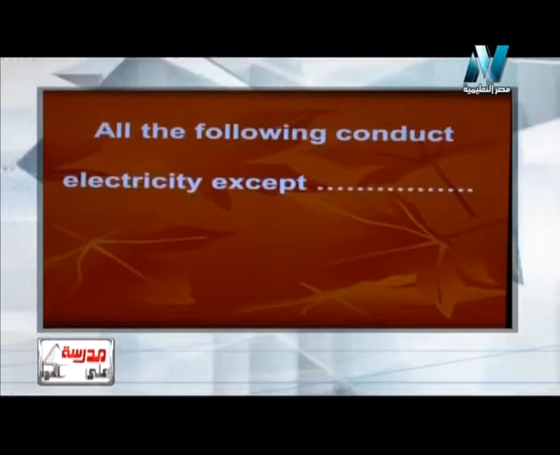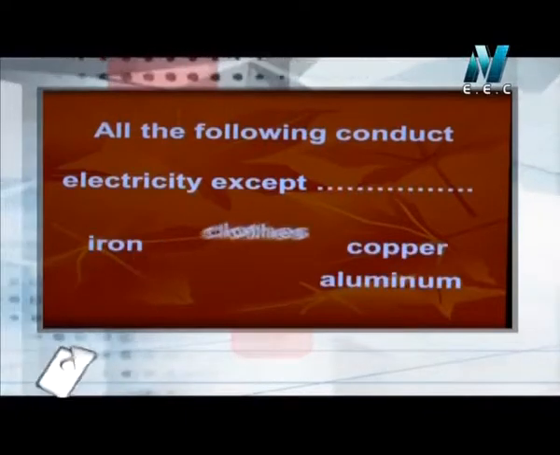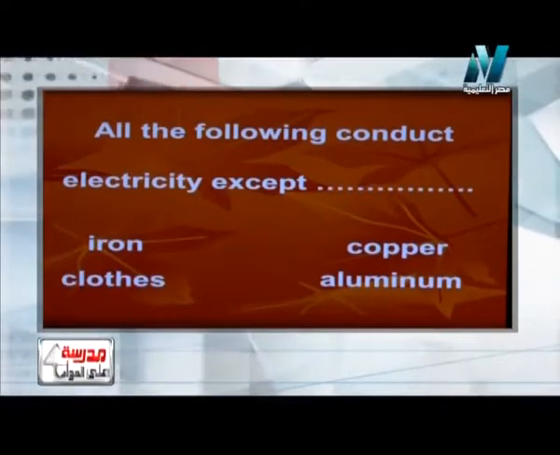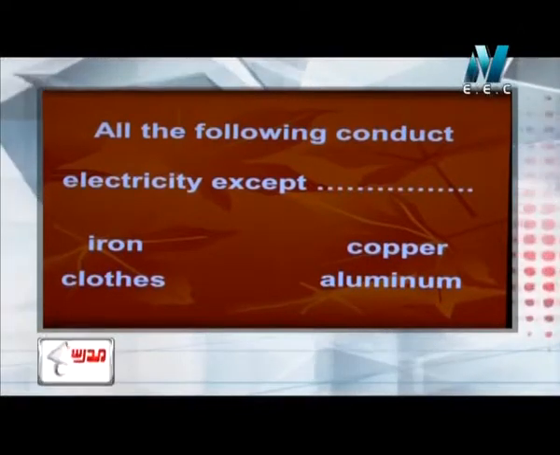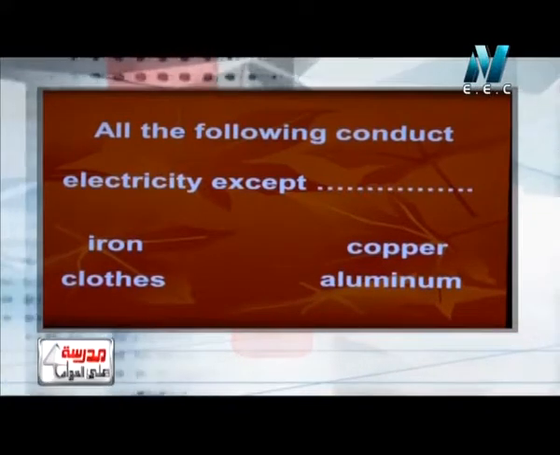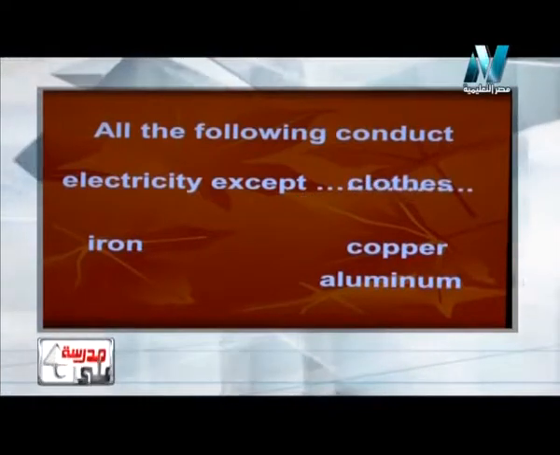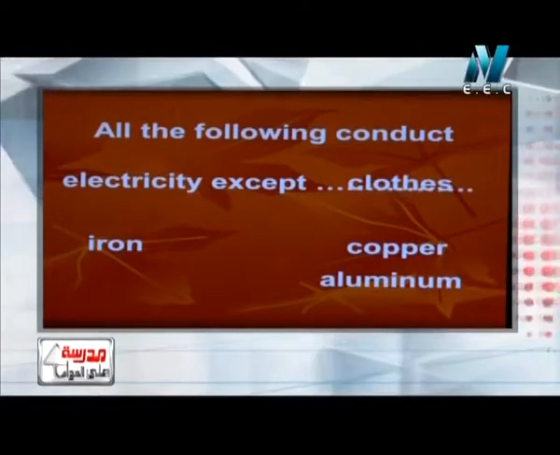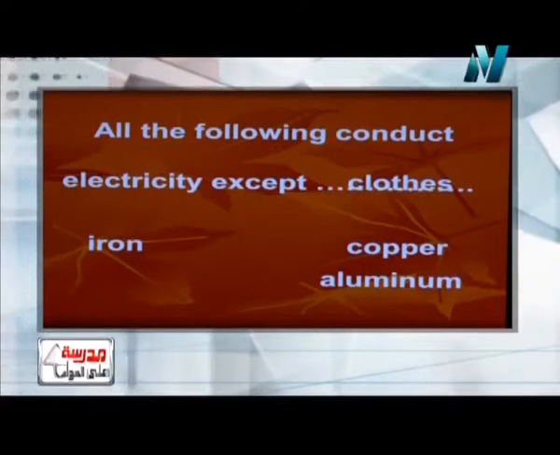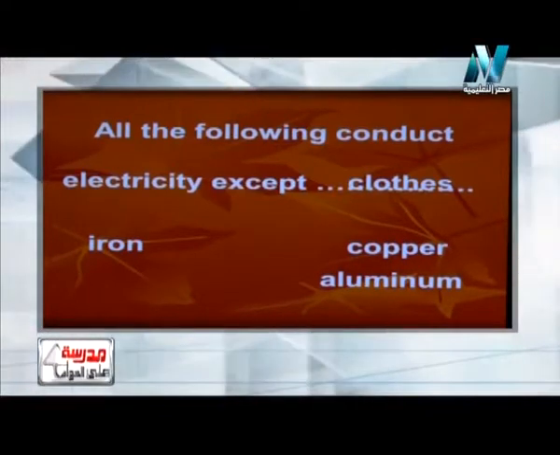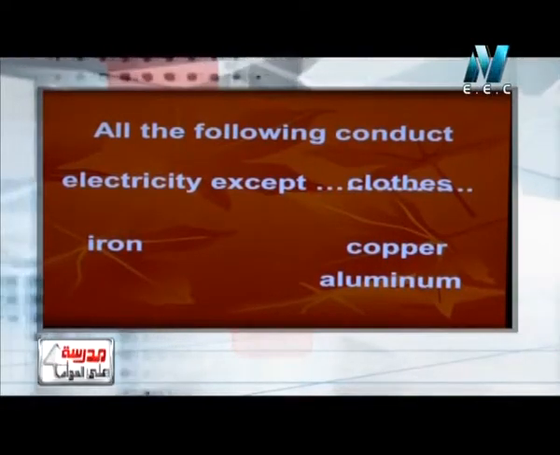Another question. All the following conduct electricity except iron, copper, clothes, aluminium. We know that iron, copper, and aluminium are good conductors of electricity. But what about clothes? Clothes are made of wool, cotton, polyester, or synthetic polyesters. All of them are bad conductors of electricity, or insulators. So all the following conduct electricity except clothes, not iron, not copper, and surely not aluminium.